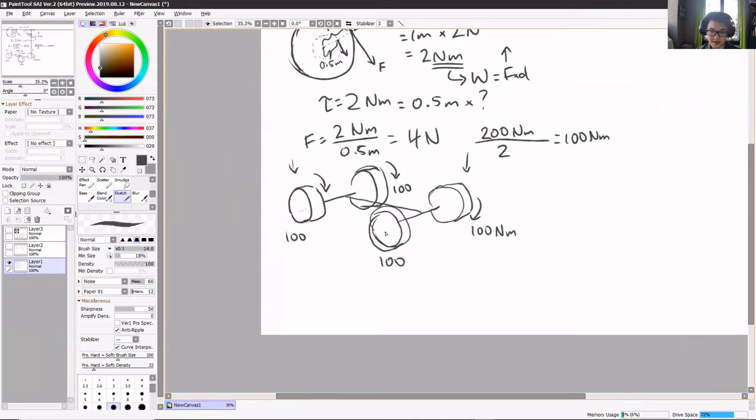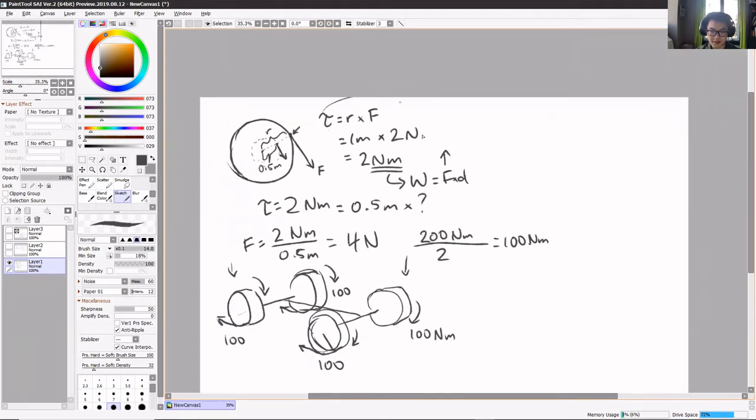And hey, guess what? We know the torque here now. We can find the radius of the wheel. That means we can find the force felt on each wheel. If the torque is going this way, we can find the force that is tangential to the wheel going this way with the formula over here.